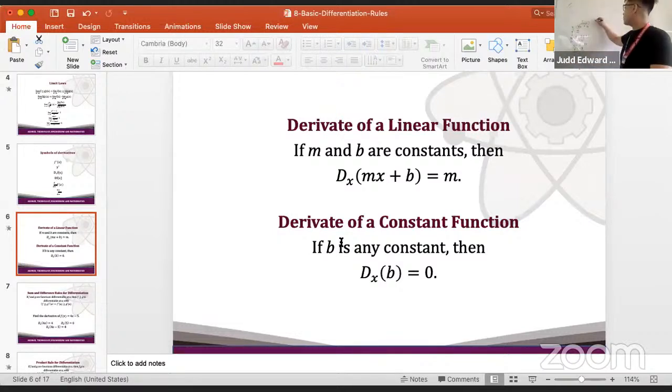Derivative of a constant. So, what if we're now given a constant? Nawawalan ata ako ng internet, nawawala kayo.